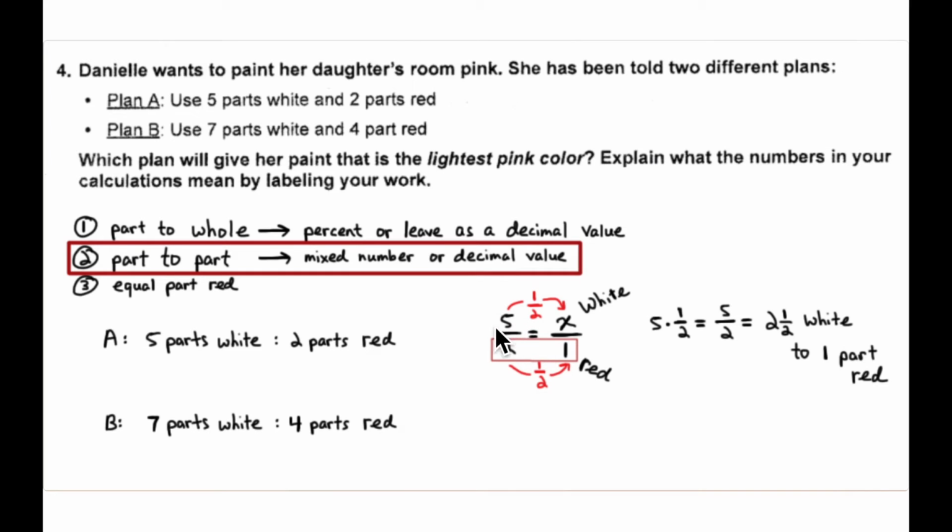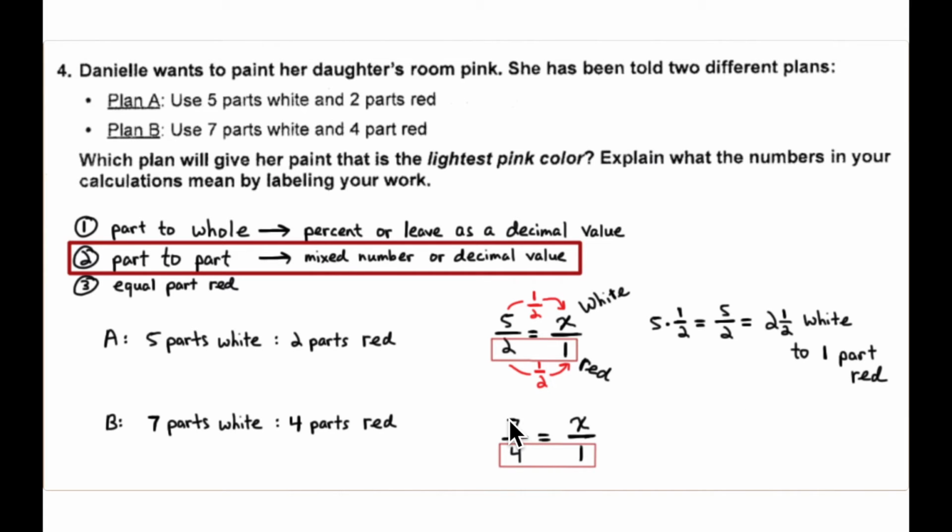Well, there's that ratio right here. And you can just change that to a mixed number. It's 2.5 parts white, but you have to include that it's per 1 part red. So you know what this means right here. 2.5 parts white per 1 part red.